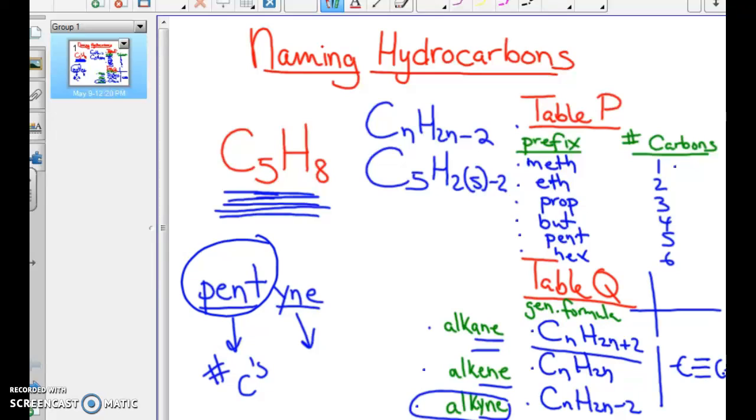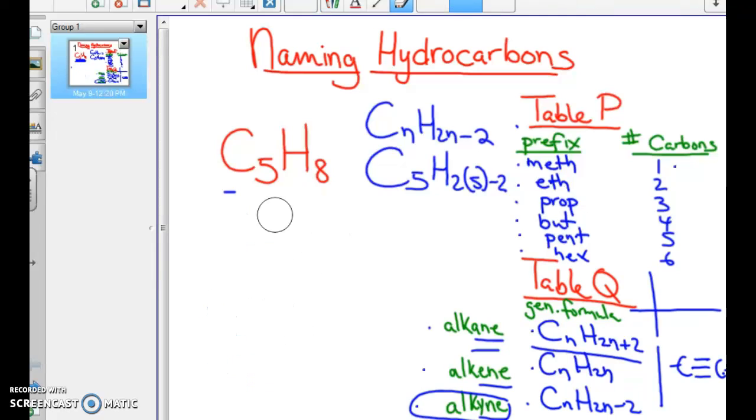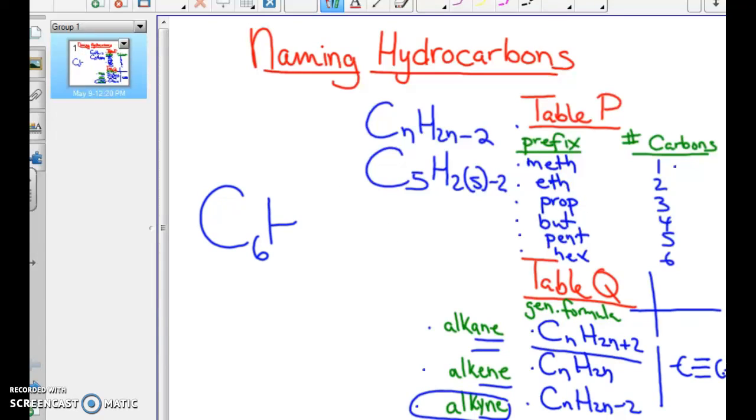All right. Why don't you try this one yourselves? Let me clean this up a little bit. And using this information, my friends, why don't you try out C6H14? Try that one out right now. Okay. Well, 6 carbons. I go to table P, and I see that hex is 6. So clearly this is hex something. But the question is, is it hexane, hexene, or hexyne?